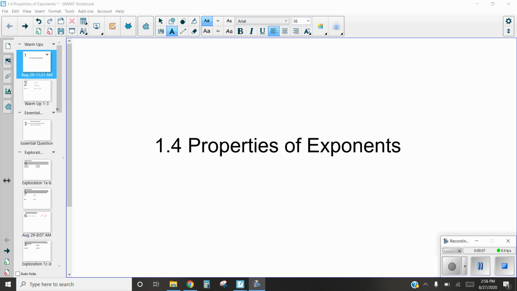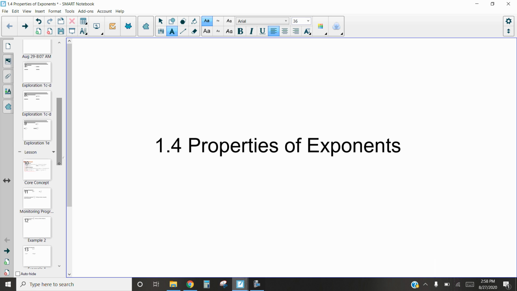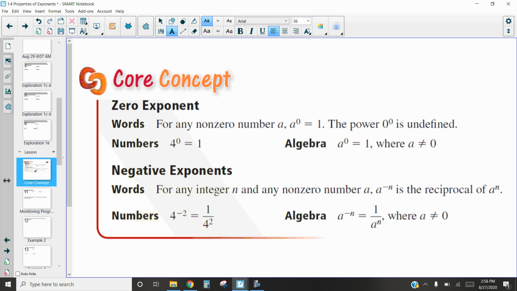So we are going to start this video by discussing the properties of exponents when they're 0 and when our exponents are negative numbers. So let's take a look at what happens in those concepts.